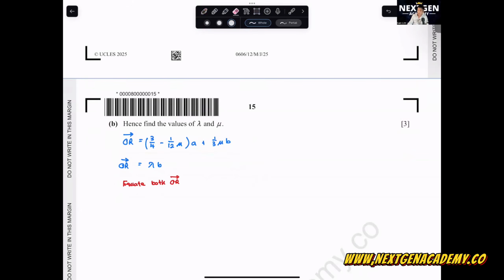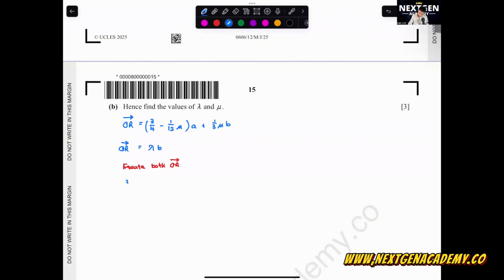How do we write this equation? You have to see that one of the OR only has B. So we can write it like that: 3 over 4 minus 1 over 12 mu, A, plus 1 over 3 mu B. Since the other doesn't have A, we write it as 0A plus lambda B. When you have this, you can compare both the A's with each other. Remember, A and B are not unknowns. A and B are vector directions. So you are supposed to solve for mu and lambda.